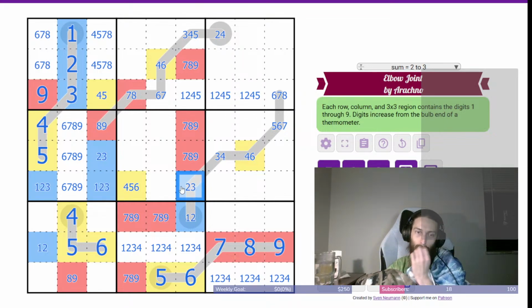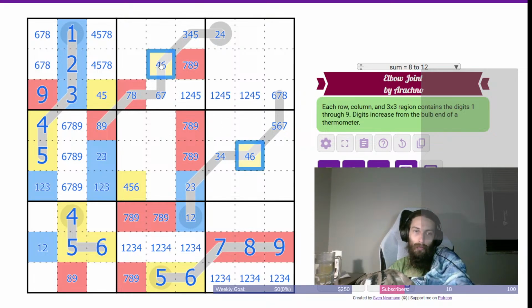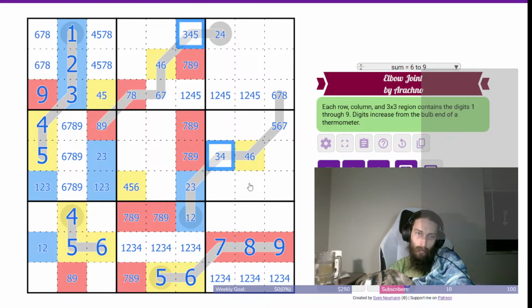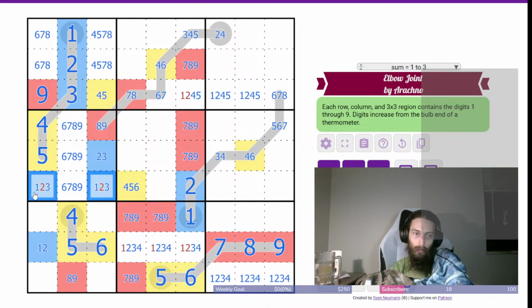Can this be a 3? Well, if... Oh, no, never mind. Because one of these two is 4, meaning one of these two is 3, and they both see this one. Because if this is a 3, then that can't be 3. And if this is 3, that can't be 3. So this has to be 2 and 1.